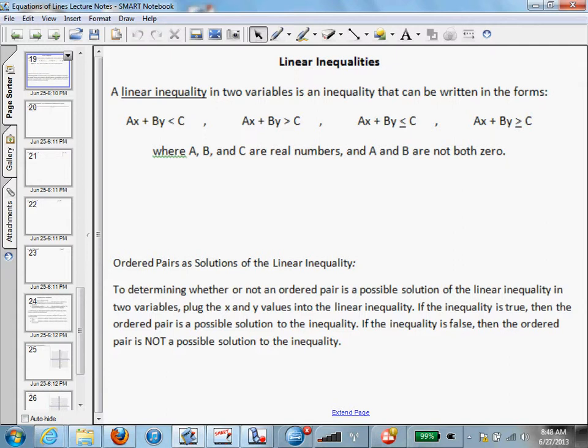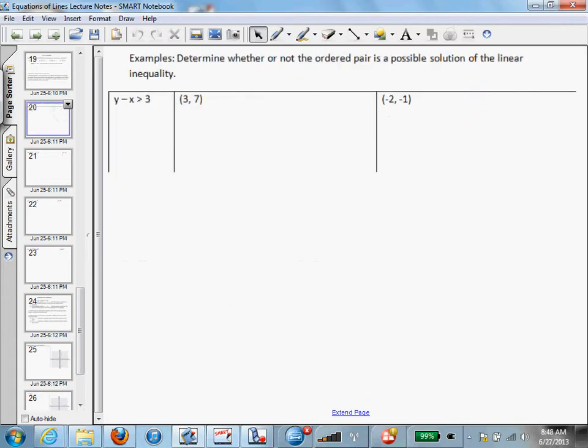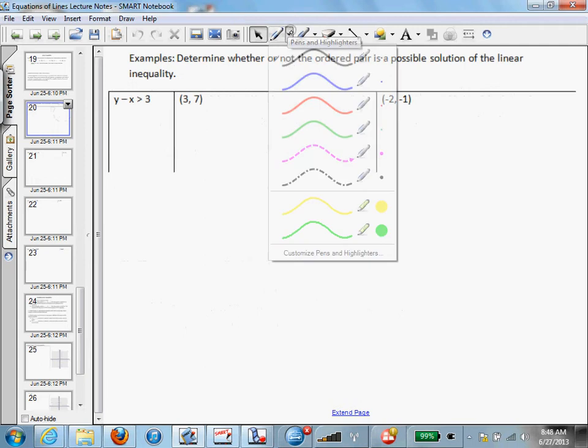Okay, ordered pairs of solutions to the inequalities. To determine whether or not an ordered pair is a possible solution of the linear inequality in two variables, plug the x and y values into the linear inequality. If the inequality is true, then the ordered pair is a possible solution to the inequality. However, if the inequality is false, then the ordered pair is not a possible solution to the inequality. So let's look at some examples and see what we can do with these.